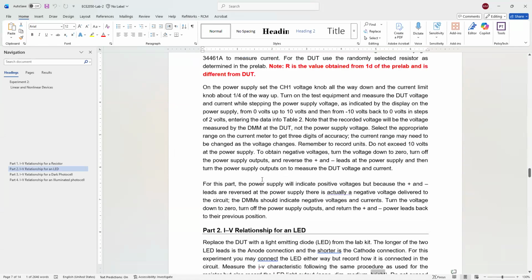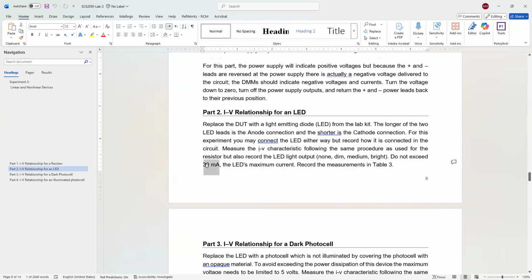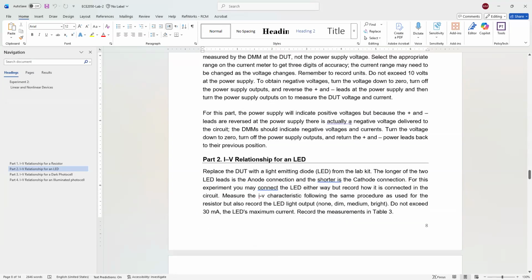However, you have to be careful, so don't exceed. Once you see the current is greater than 30 milliampere, don't increase the voltage more, because more than that, you are going to burn this LED. So again, here you need to do exactly the same steps you did here.